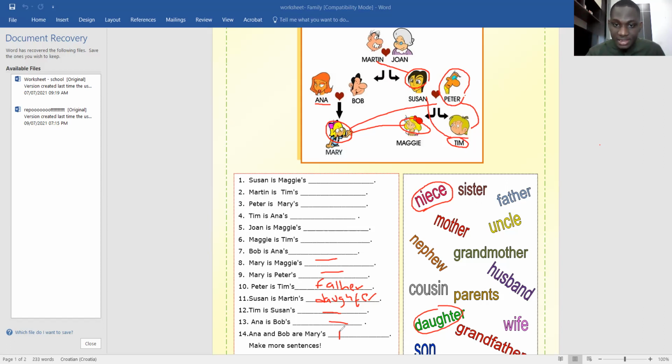Mary's parents. Parents, right? So Anna's and Bob are Mary's parents. Good. So you have to write the rest of the answers by yourselves, okay? And you have to submit in Google Classroom, or you have to submit in the Facebook Messenger group.